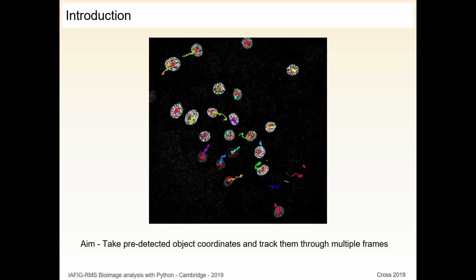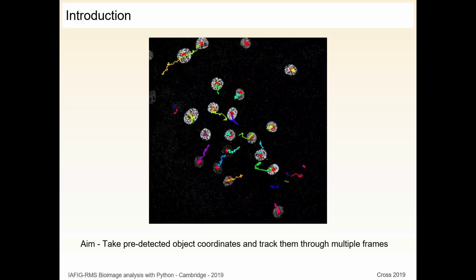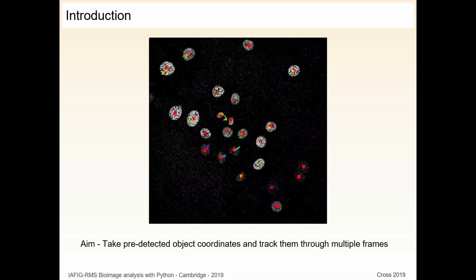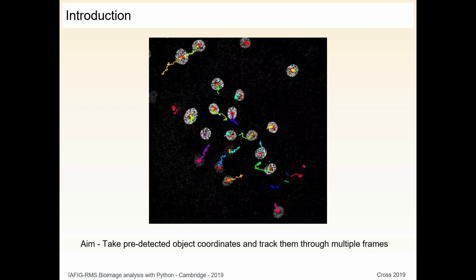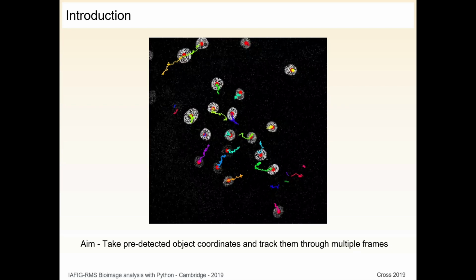One of the provided functions I've given in the repository will allow us to plot each cell's track with a unique color. So that's what we're seeing here. Let's just play that again. So you can see each of the cells moving along and its track being displayed by a color trail.